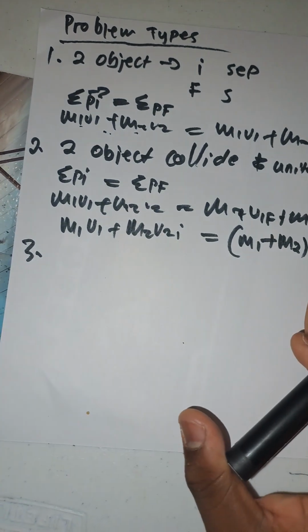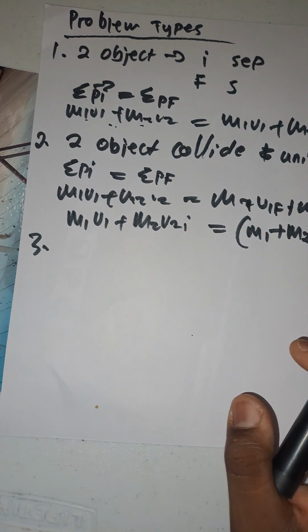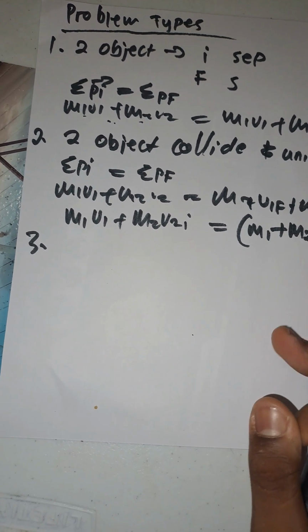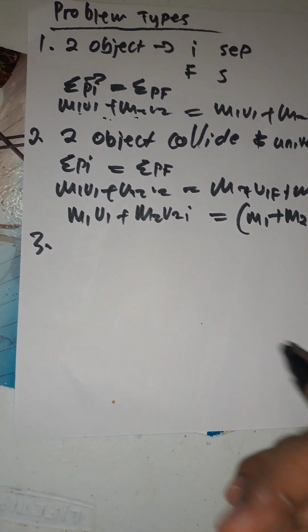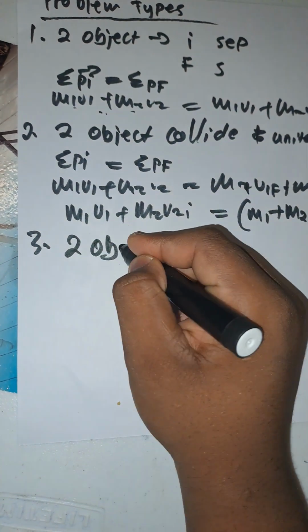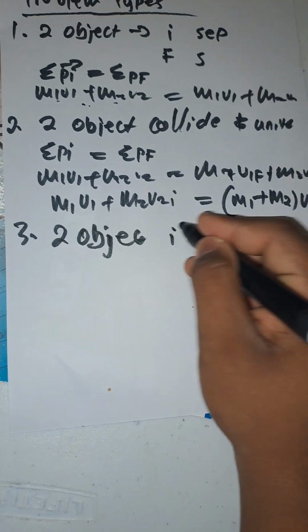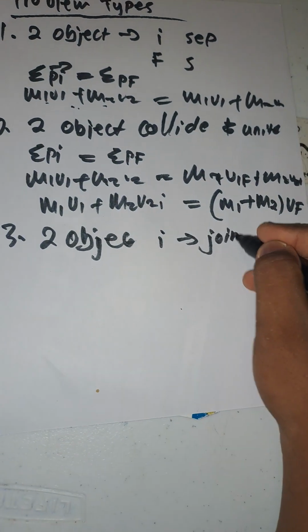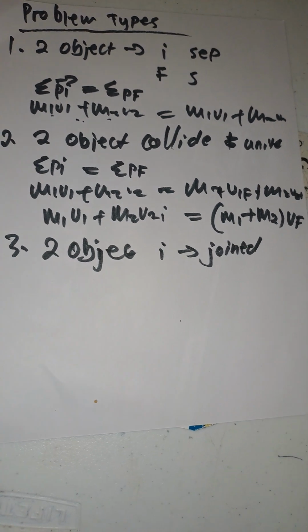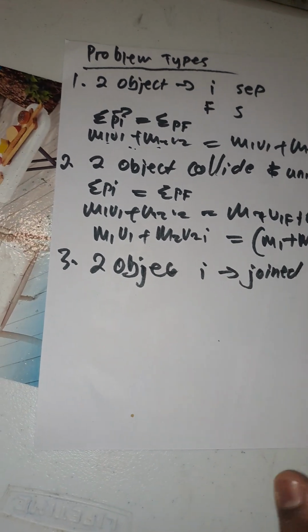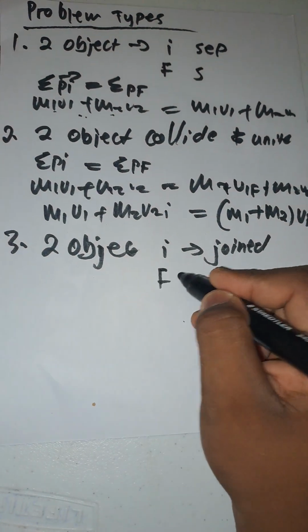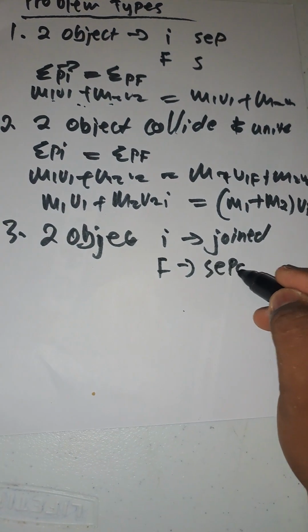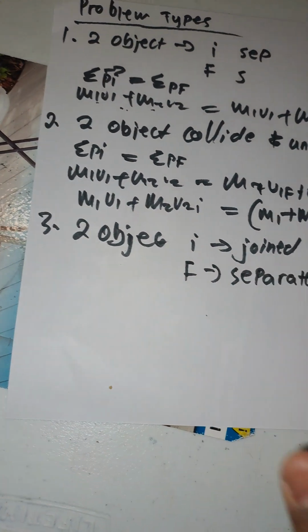Number 3, the two moving objects that are initially joined, and then separate. So initially they are joined, and after they separate. So two objects, initially they are joined, they are in the same, I don't know how to explain this, but take it like a boy on a skateboard. He is riding the skateboard, and then after, which is final, they separate. So the boy stopped riding the skateboard, he left the skateboard moving on its own. Okay, so it's now easy.